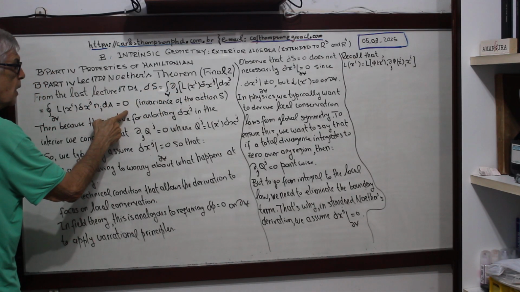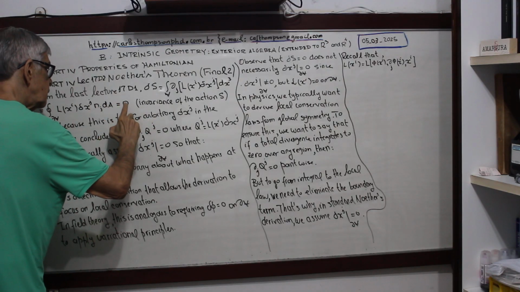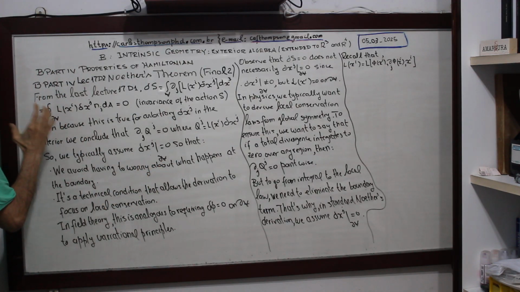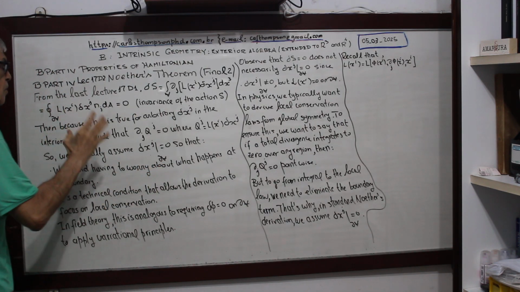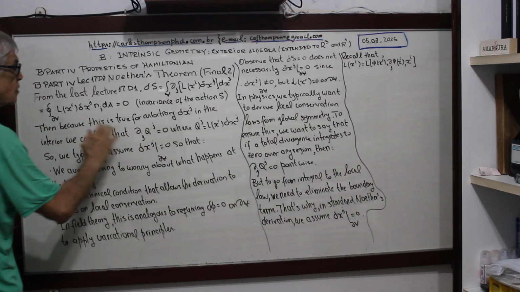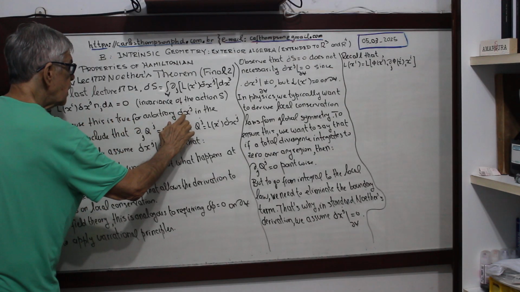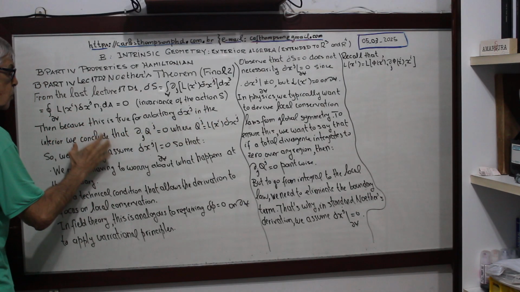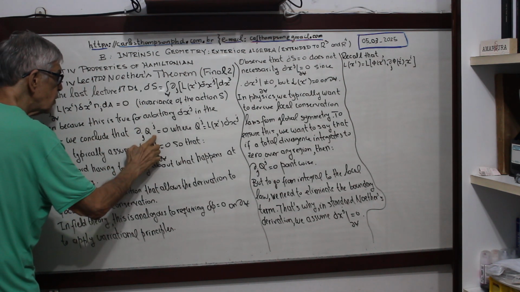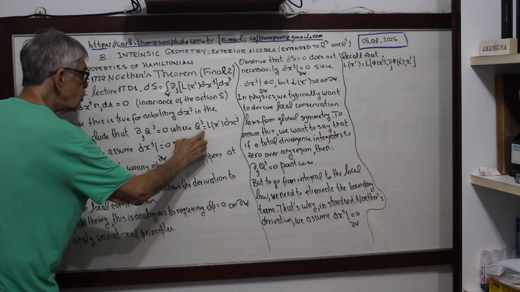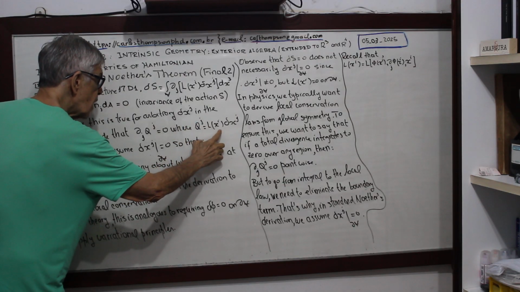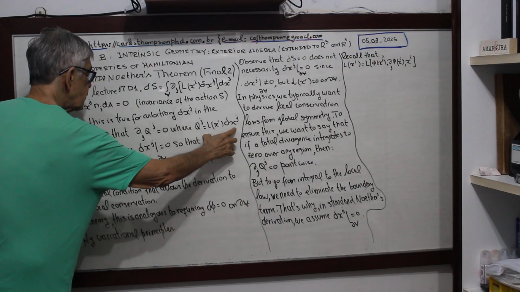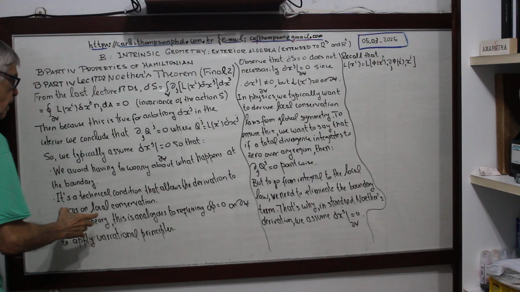I can write this. Now, this equal 0 means invariance of the action, because we are assuming the context of symmetry. Then, because this is true for arbitrary delta xj in the interior, we conclude that this partial derivative over here is equal 0, where Qj is the Lagrangian ξ delta xj. That's a very important issue over there.